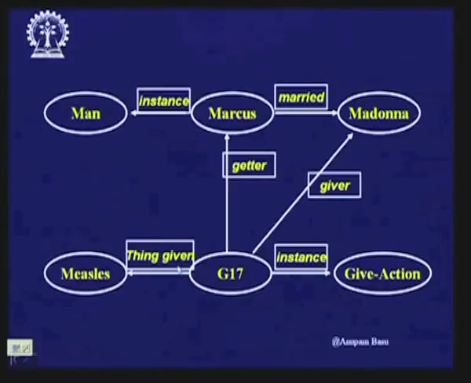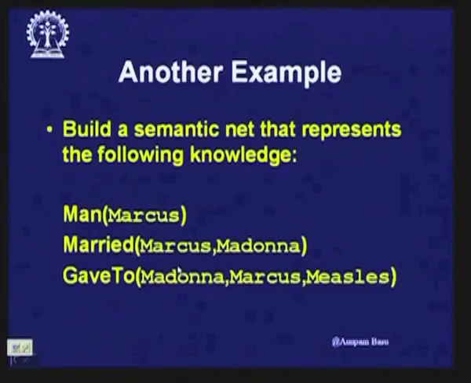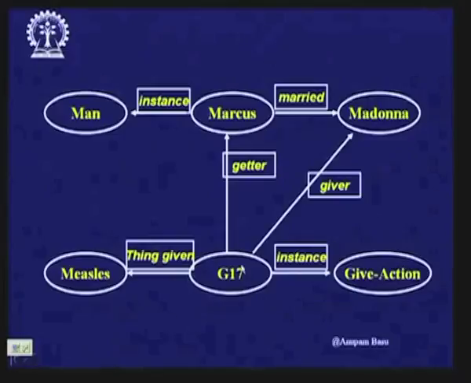And the third thing is giving. Now, Marcus and Madonna married, and they probably gave so many gifts to each other, maybe so many other things were there, but this giving measles is a particular instance of giving. So, I cannot directly relate it to the concept giving, it is a particular giving. So, therefore, I can denote it with a particular giving. G17 is an instance of give action.